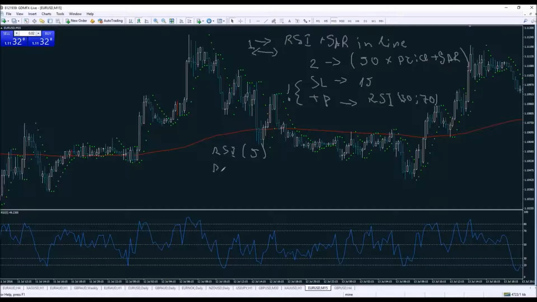And the parabolic support and resistance goes for 0.2 and 0.2. Now, there's no point in starting to play around with these settings. You will just get confused.